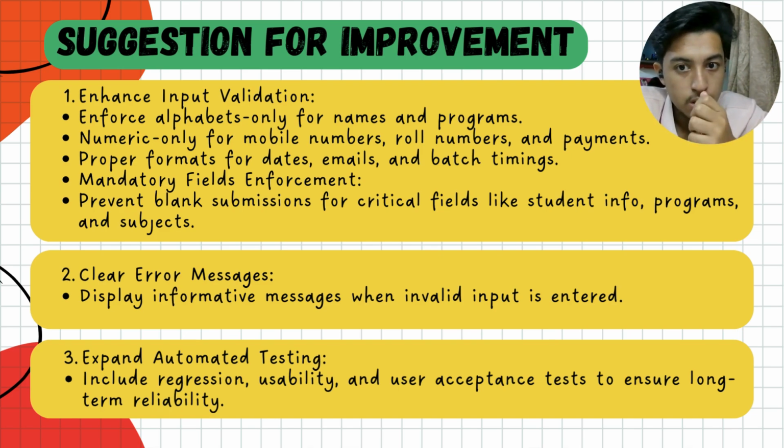Then number four, mandatory field enforcement, such as preventing blank submission for critical fields like student info, program, and subject based on the system management that we attached just now. And then the system also must have a clear error message. The system must display an informative message, something like a pop up, when invalid input is entered to alert the user that the input is not valid.